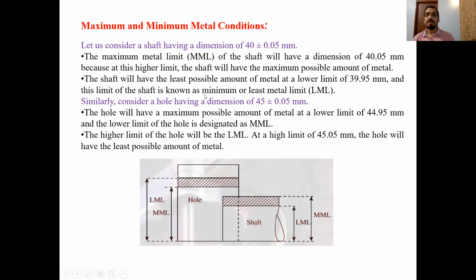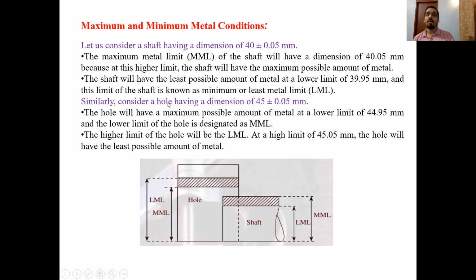Now next is minimum material condition, and this same shaft is consuming less material at its lower limit, that is 39.95. So that is why this 39.95, the lower limit, will be the minimum material condition. So we can say that for maximum material condition, the upper limit will be considered for the shaft, and for minimum material condition, the lower limit will be considered in the case of shaft. Now this is the case of shaft.